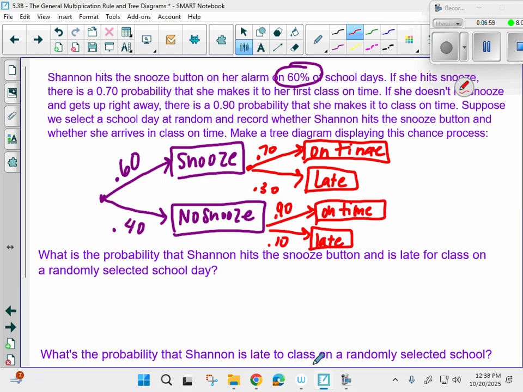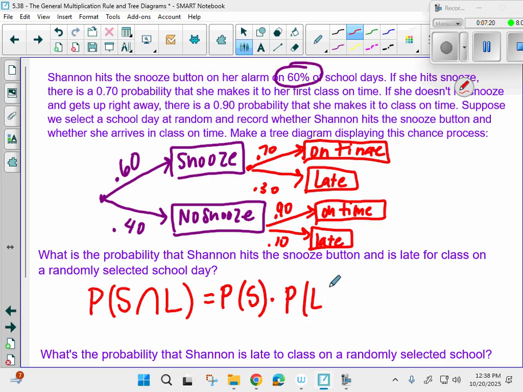What is the probability that Shannon hits the snooze button and is late for class on a randomly selected day? So the probability she hits snooze and is late for class. Now, the formula that we just learned for multiplying is the probability of snooze times the probability of late given snooze. We're always allowed to multiply by the conditional, and they're giving us these probabilities. What's the probability she hits snooze? 60%. What's the probability she's late given she hits snooze? 30. All right, and we multiply those to get our lovely answer.